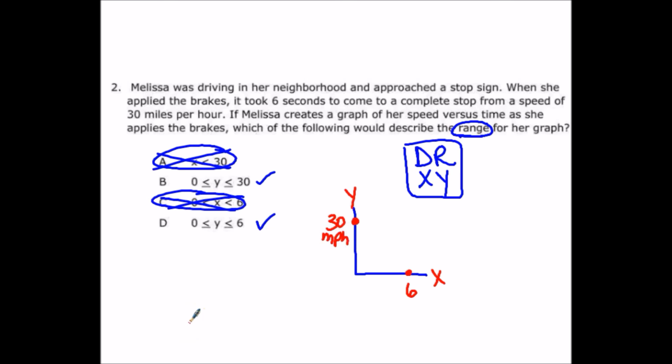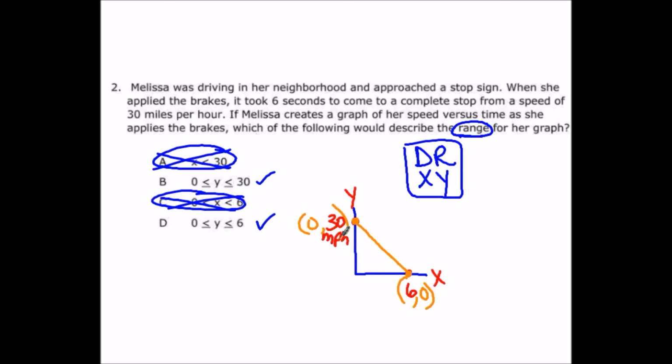So already right there, that should tell you your answer. But let's just go ahead and make sure we're on the right track. If she's coming to a complete stop and it takes 6 seconds, she's at 30 seconds here, she's starting to slow down, and then at 6 seconds, she gets to 0 miles per hour.